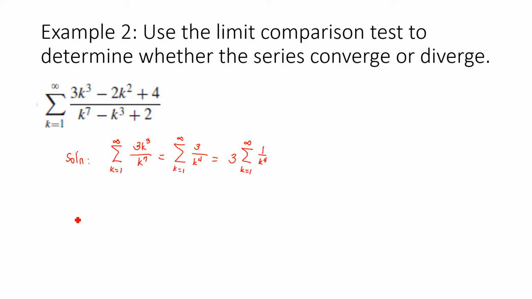So for our rho, that's equal to the limit of this one, (3k^3 - 2k^2 + 4) over (k^7 - k^3 + 2) times 3 over k^4 as k approaches positive infinity. So in this case, we are going to simplify this one.